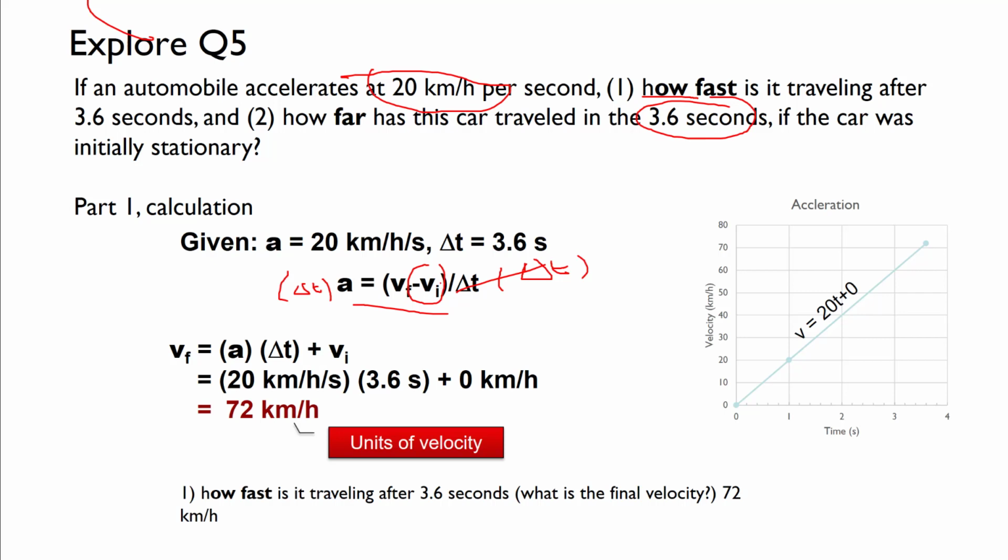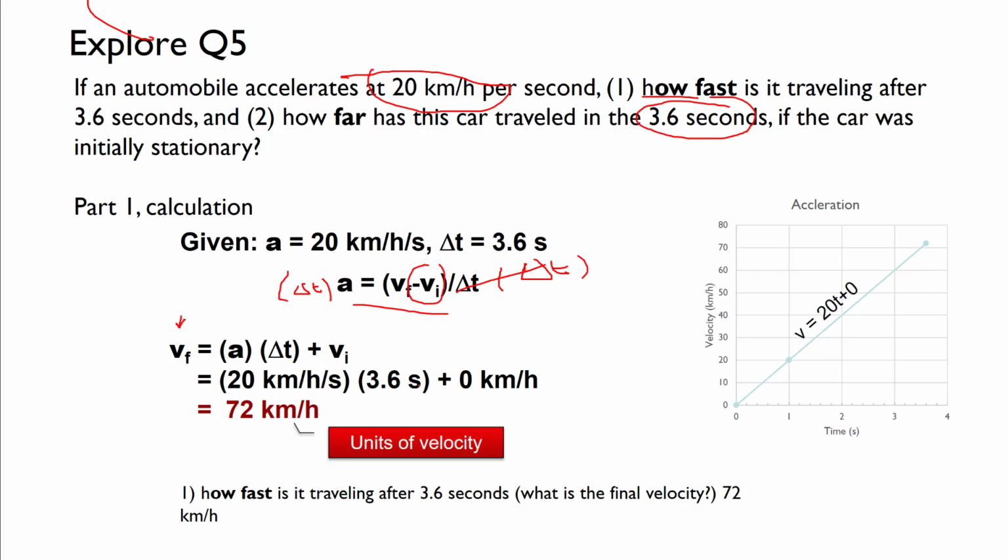So that's just addition in algebra. We're going to add this to both sides. That takes away vi on this side, and that becomes a delta t plus vi. And then I'll just switch it around to put vf on the left side so that we can see it clearly. And this is the relationship we're after at this point.